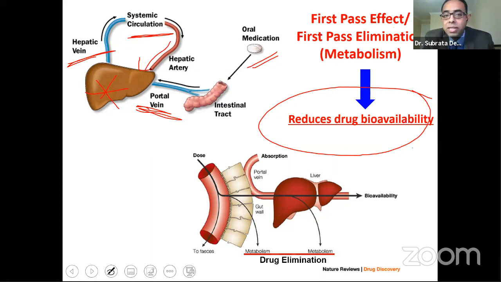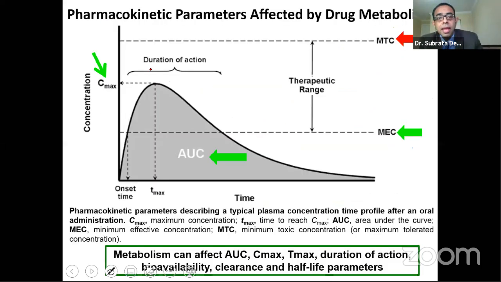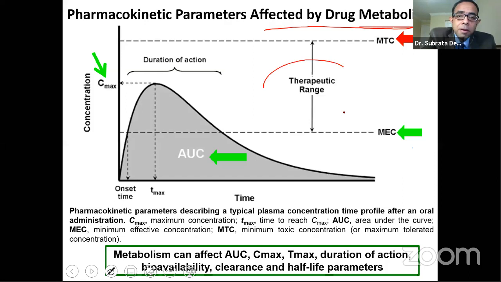The outcome of first pass is eventually a reduction of drug bioavailability, which means a lower drug concentration in plasma. The opposite is also true. If the drug is not getting metabolized in the liver, the bioavailability is going to increase. This is a typical PK parameters curve, which is affected by drug metabolism. Our goal, be it any disease, is always to keep the drug in the therapeutic range between the MEC and MTC. The goal is to bring the drug within this window so that there is no toxicity, as well as no lack of therapeutic action or therapeutic failure.